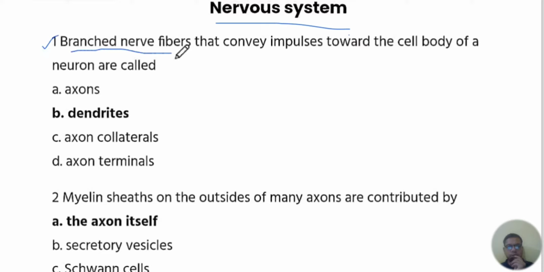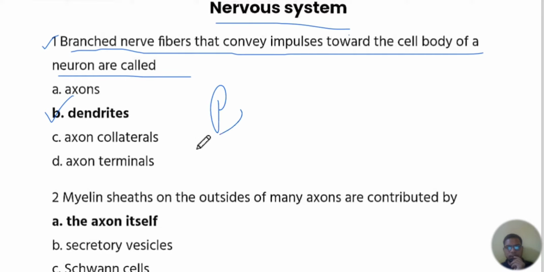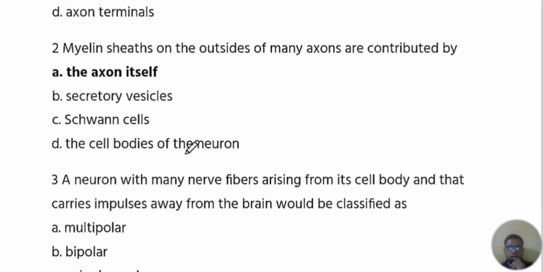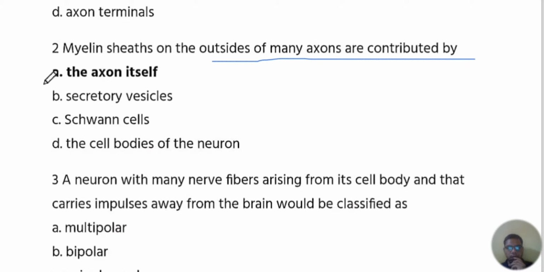First question number one: branch nerve fibers that convey impulses toward the cell body of a neuron are called. The answer is B, dendrites. Next is question number two: myelin sheath on the outside of many axons is contributed by. The answer is A, the axon itself.